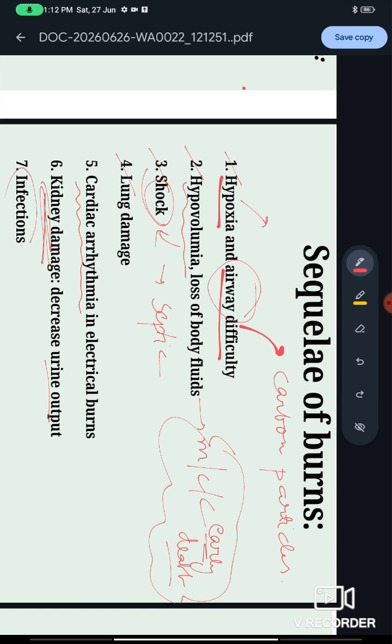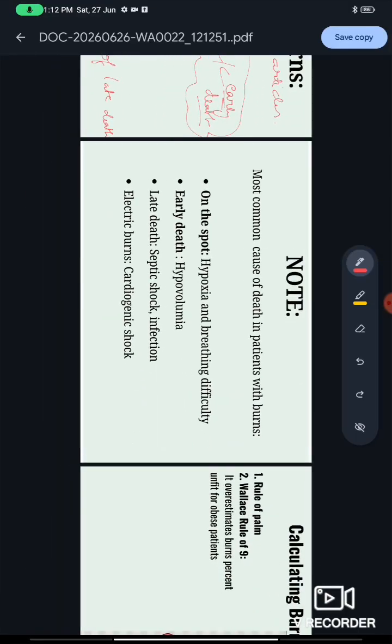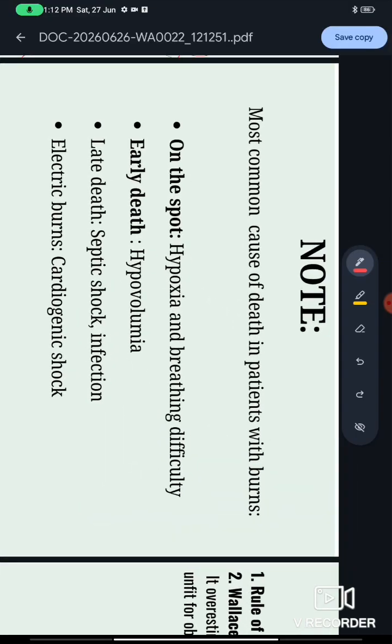And last but not the least, infections or sepsis. It is the most common cause of late death in patient of burns. It is again a PYQ. This is again a PYQ. So moving further, let us recapitulate again.